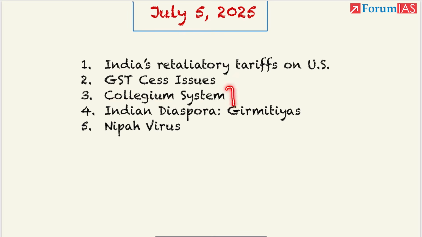Third, IE has recently talked about transparency in the Collegium System. So we will see how Collegium System evolved and what are its various limitations. Next is Prime Minister has visited Trinidad, where he has met the IEE community. Next, Nipah virus, which recently the case has been observed in Kerala. Okay, so let's start.